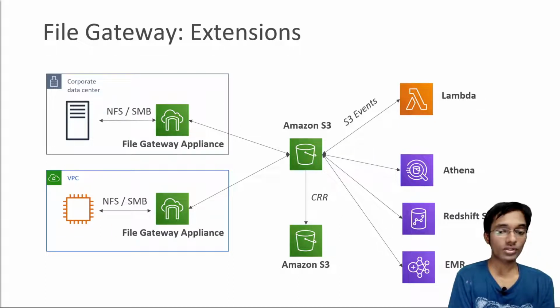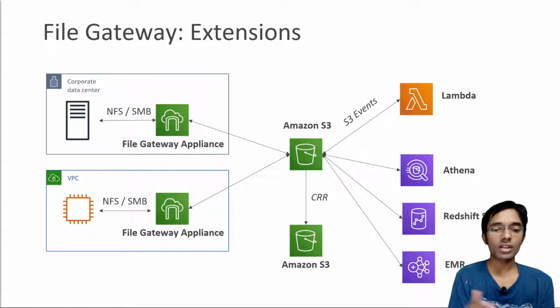Why would you do this? Maybe you want your EC2 instances to access Amazon S3 as a file system, and therefore you use a file gateway appliance for that. This could also be a way for you to migrate your application from on-premise to the cloud using the same NFS or SMB protocol, and it would be a first step to move your workloads into the cloud.